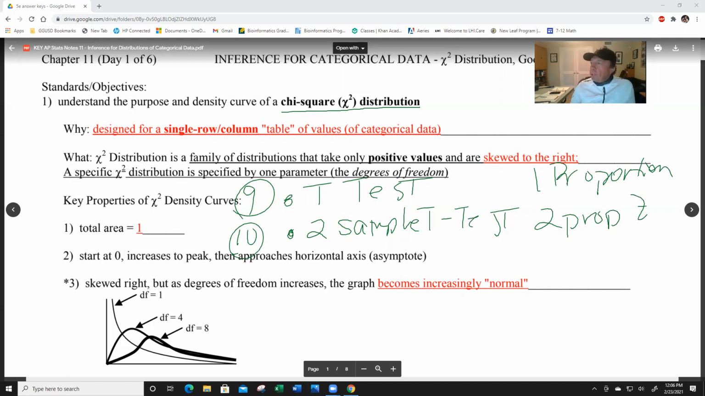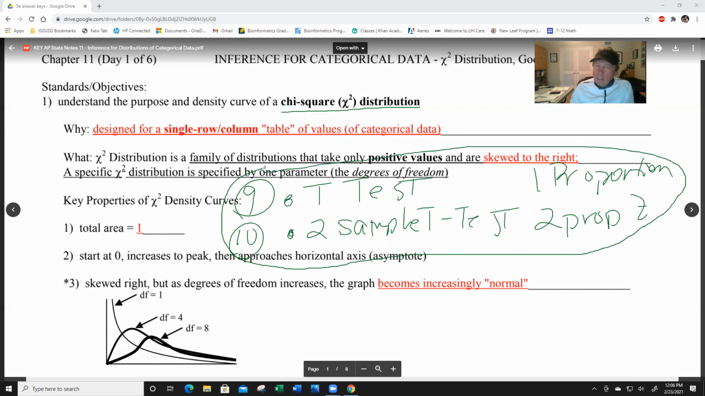So when you start the process, when you see a bunch of data, and as you get toward the end of the course, you're going to ask yourself this question. First thing you do when you get data, you got to say, do I have a mean? Do I have a proportion? Or do I have a table? Okay. And if the answer is I have a table of some kind, and there's 2 different kinds of tables, then I'm going to do what's called a chi-square distribution.